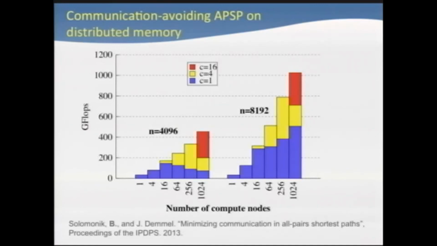It uses extra memory to do replication and increase performance. And you'll see, by replication of the amount of 16, you continue scaling even for this small data set. And similarly, much better scaling for the other one.